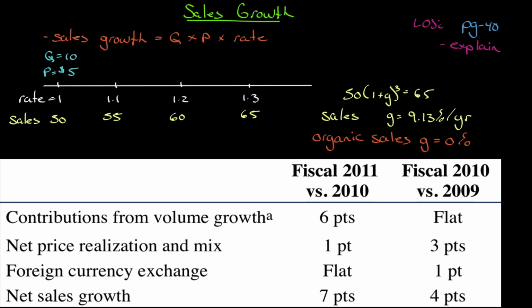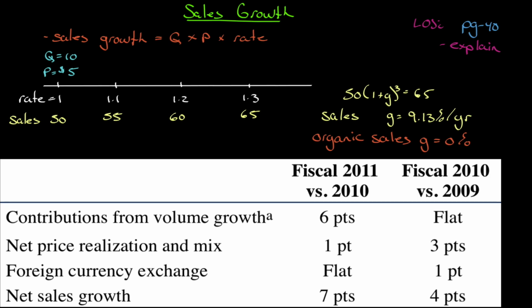And we're used to recognizing two separate components, quantity and price. Increases in quantity will increase sales. Increases in price will increase sales. The best increases are ones that include both an increase in quantity and an increase in price.